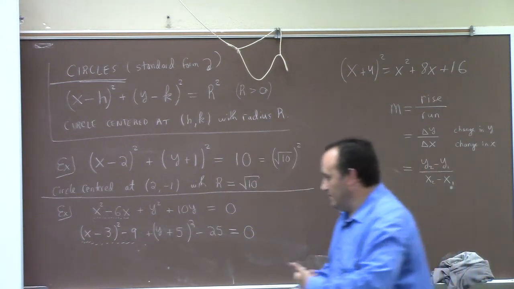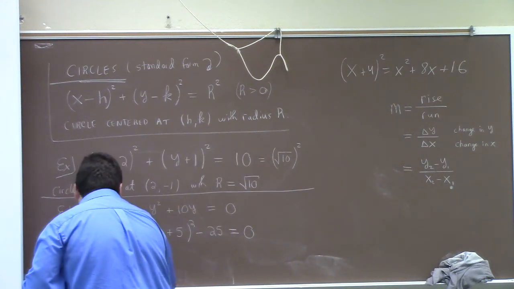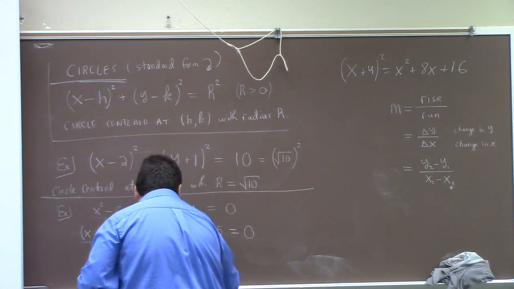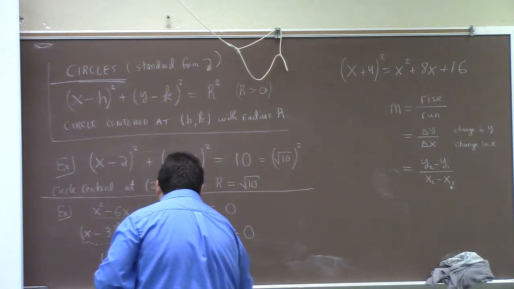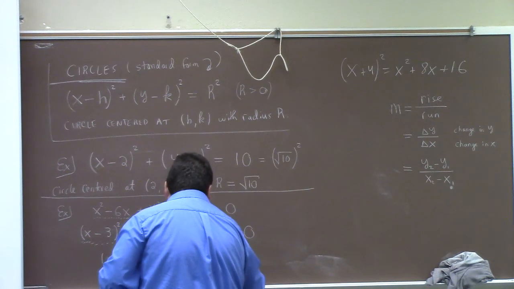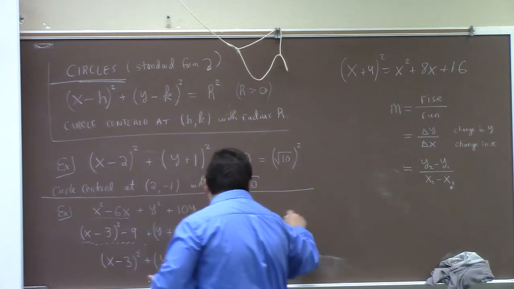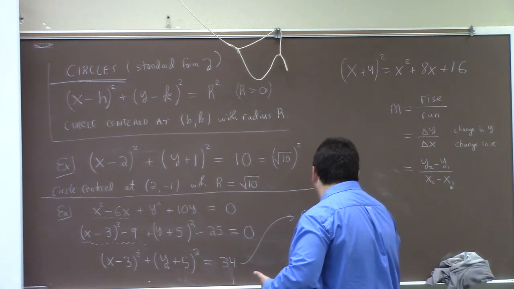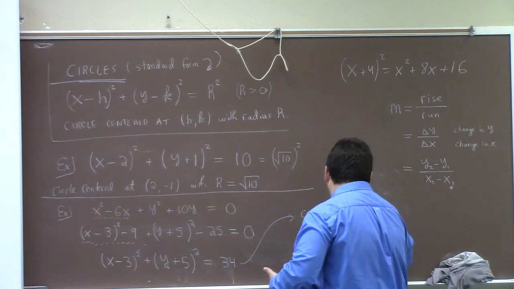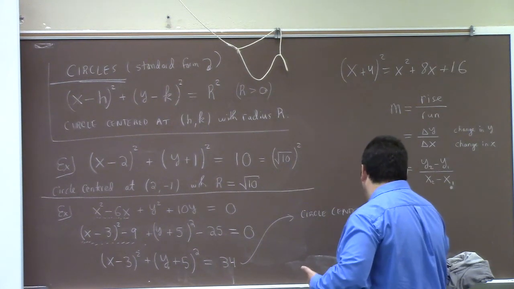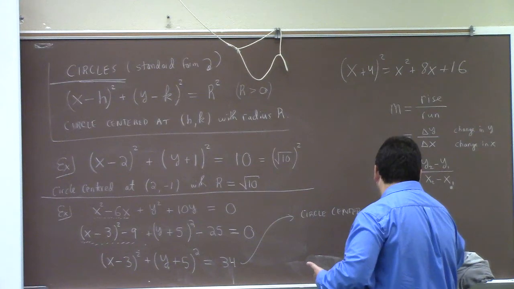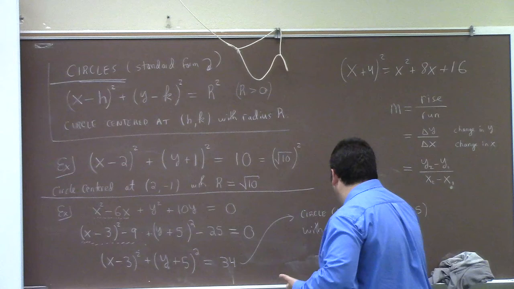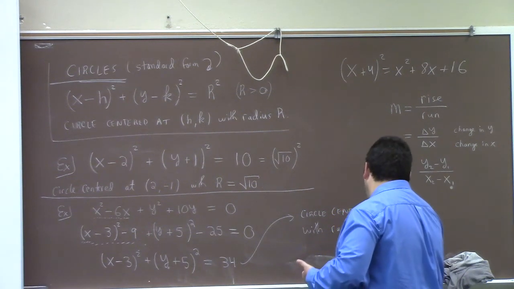and then one more step, and we're done. Well, we're almost done. We still have one final step, which is just interpretation, right? So what's 25 plus 9? 34. Okay, so we have a circle. Centered where? I heard 3, minus 5. I like it. With radius what? Square root of 34? Yeah.